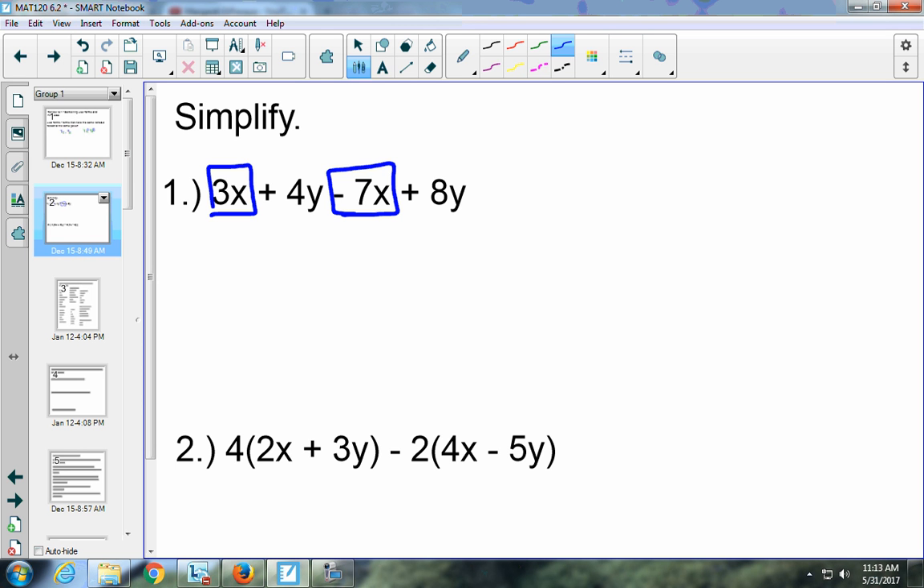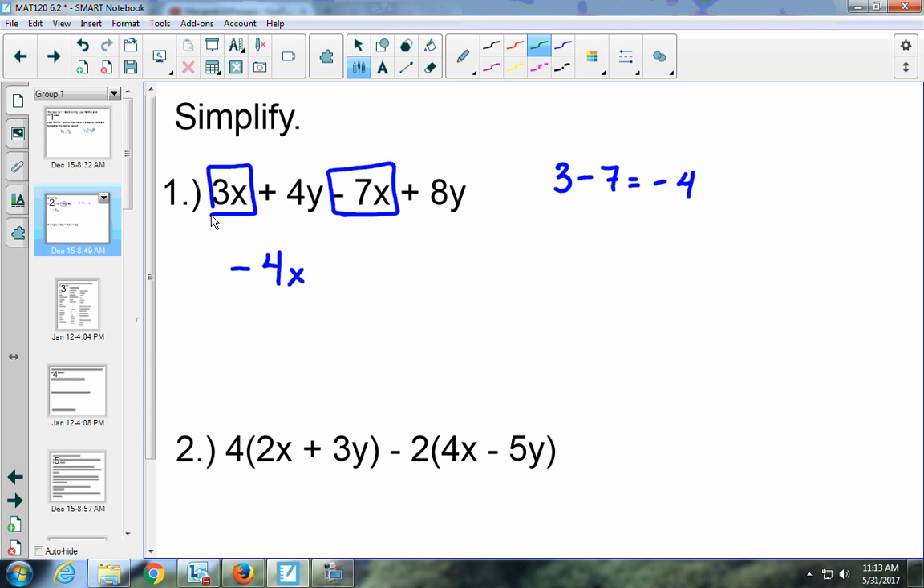Now I want you to notice that with the 7x, I kept the sign in front of it attached to make it a negative 7x. We always do that. So if I do 3x minus 7x, I do the number part first. So the 3 minus 7 is going to give me negative 4. And then I keep that variable, that x, attached.